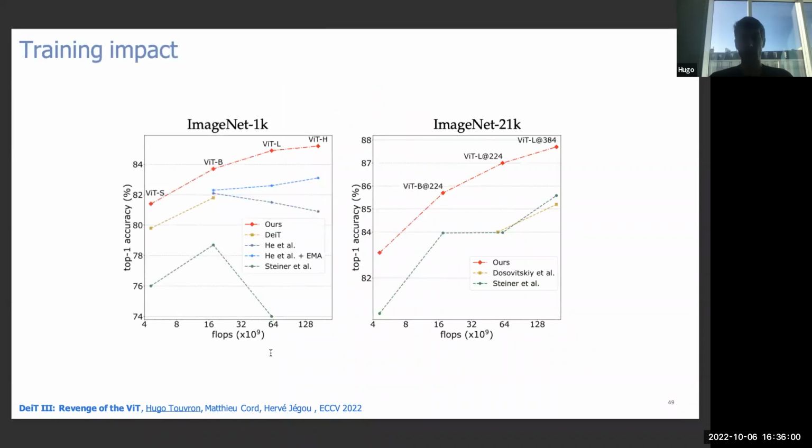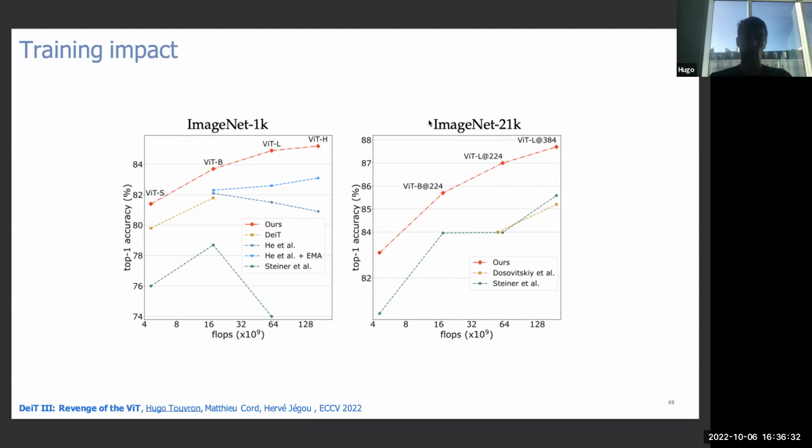So we try to revisit a little bit the training of transformers. And as you can see in this plot on ImageNet 1K, the training can be very crucial, because here this is exactly the same architecture we compare. We have just some differences in terms of training. And as you can see, we can have a very big gap in terms of performance just by adjusting the training. But it's also true on bigger datasets. For instance, on ImageNet 21K, we also have similar results.